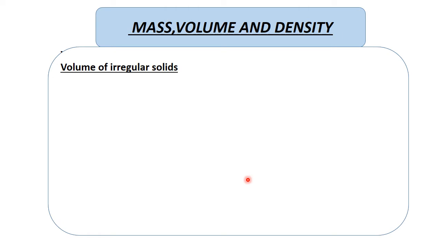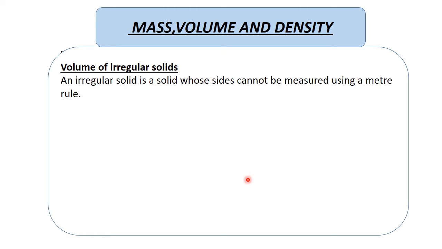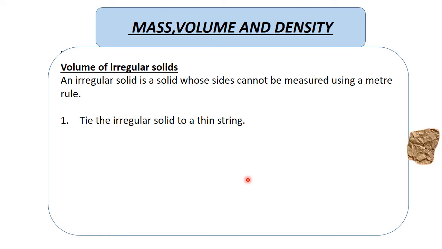How do you get the volume of an irregular solid? An irregular solid is a solid whose size cannot be measured using a meter rule. So there is a procedure to get the volume of an irregular solid. The first step is to tie the irregular solid to a thin string.